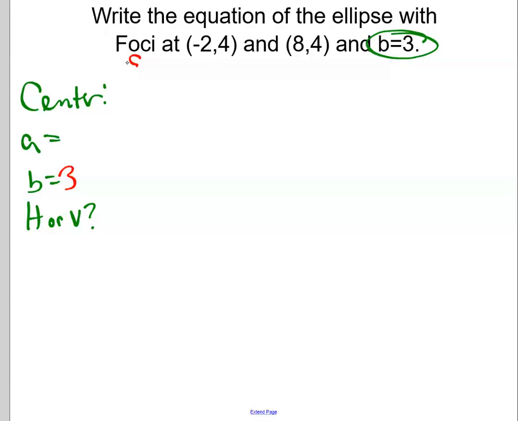However, in the last problem I was just given one of the focal points. This time I'm given both of them. And I know that my 2 focal points are C units in either direction from my center, which means that my center has to be right in the middle of those focal points. So I'm going to go ahead and use my midpoint formula.